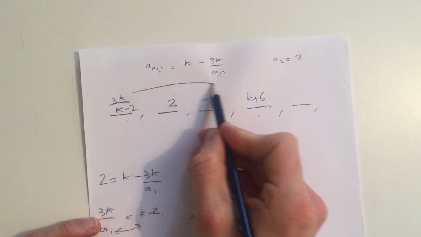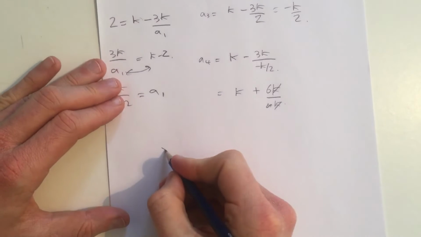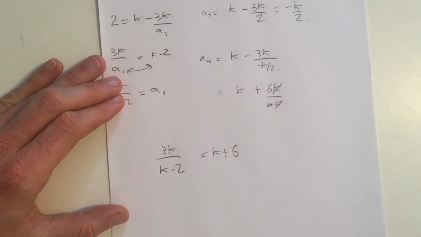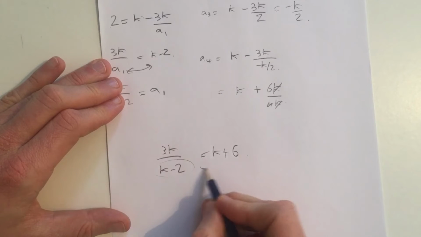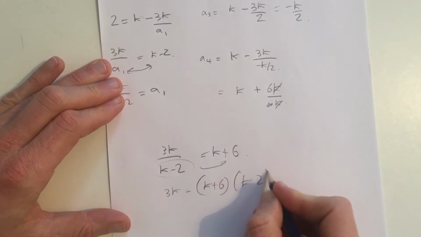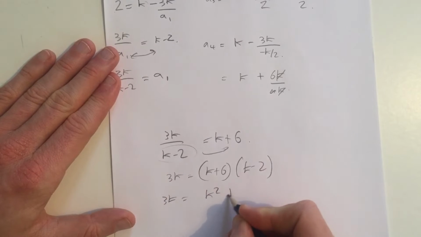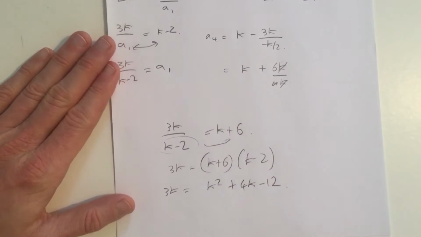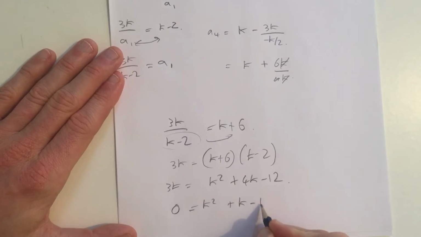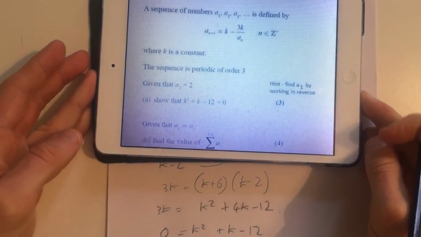And now I know that the first term and the fourth term are equal to each other. So 3k over k minus 2 equals k plus 6. If I now rearrange this, so 3k equals k plus 6 times k minus 2. Expand out those brackets. Make it equal to 0. And there we go. We have done part A of that question.